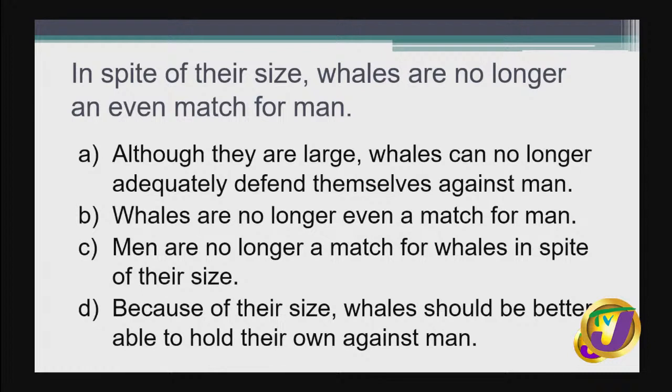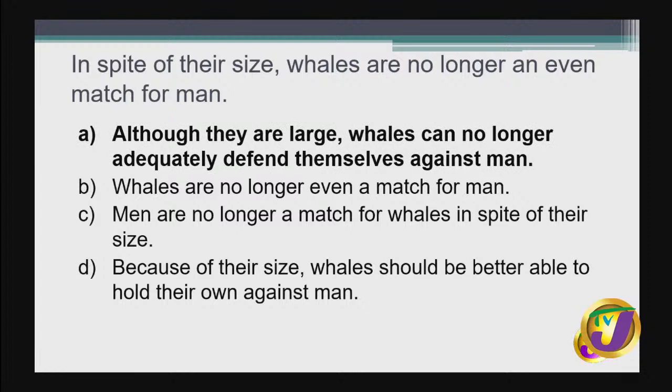In spite of their size, whales are no longer an even match for man. Which of your options gives you that meaning or the meaning closest to this? Ready now? We have a winner. The first one out the gate. But remember what I said, just because you like the first one doesn't mean you mustn't read the rest. You still have to read them.